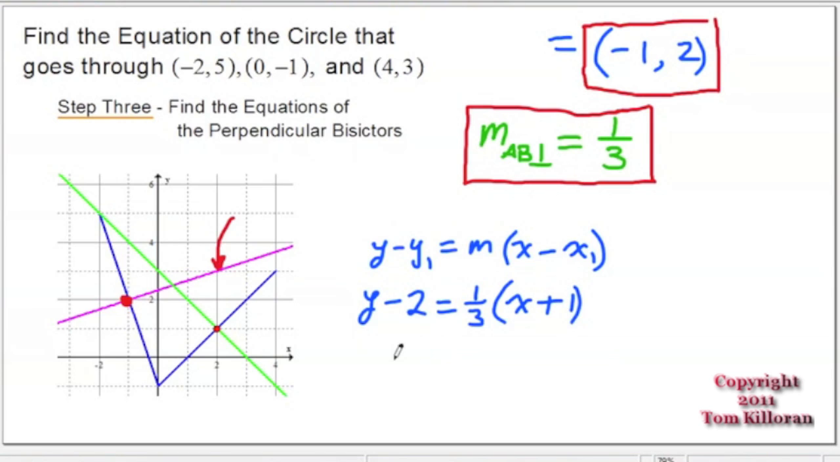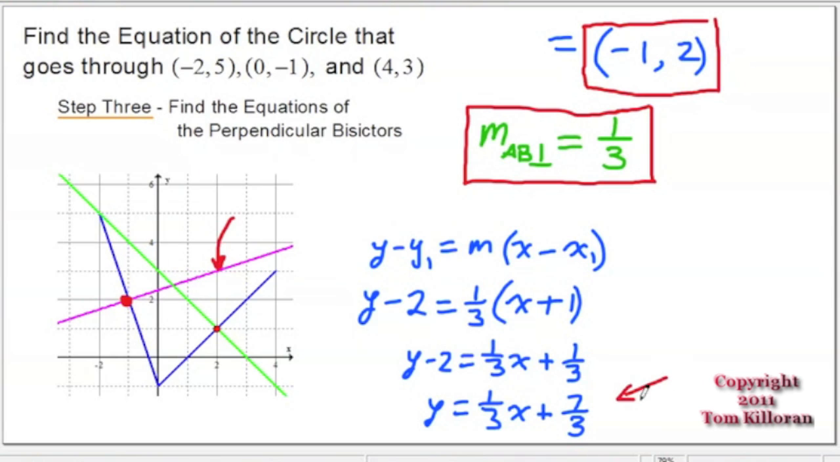And if we solve for y, we're going to get y minus 2 is equal to 1/3 of x plus 1/3, and then add 2 to both sides. So we're going to get y equals 1/3 of x plus 6/3, so this would be plus 7/3. Now this is the line for the perpendicular bisector of AB.